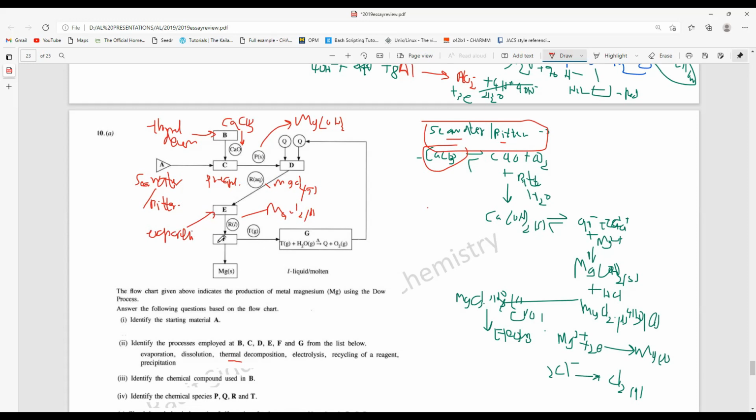Okay. And when you do the evaporation, then you obtain F. So I think this probably should be electrolysis. F is electrolysis because you have obtained magnesium solid. So F is electrolysis. Okay, everything is fine now.